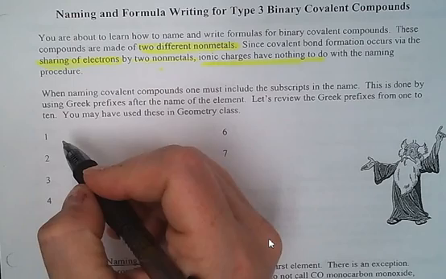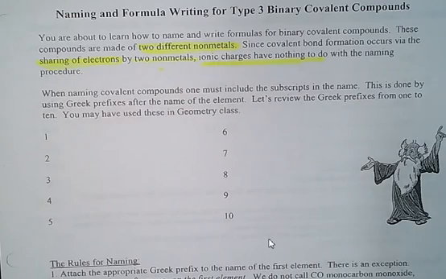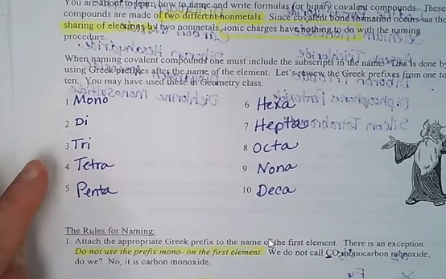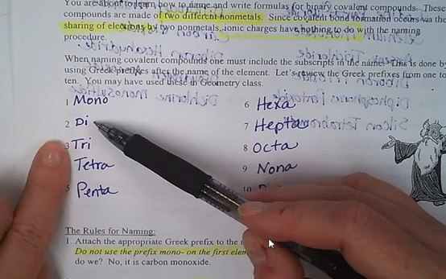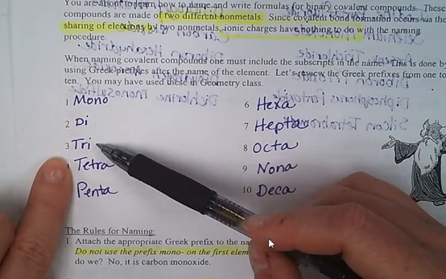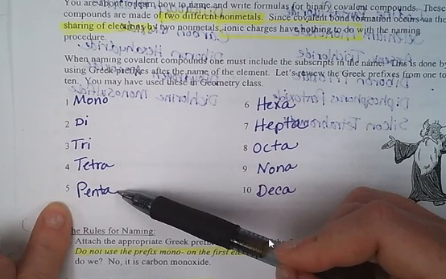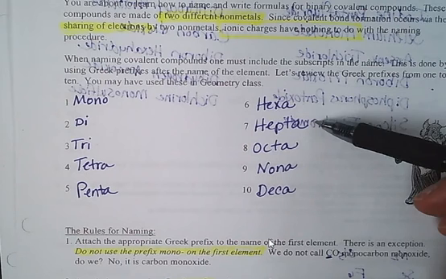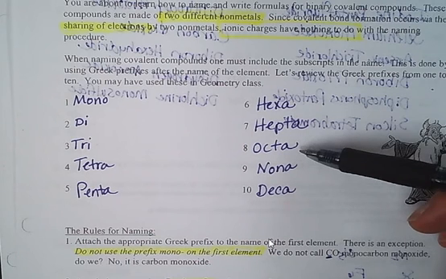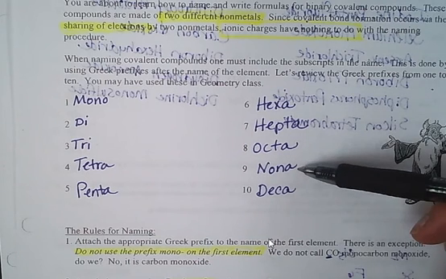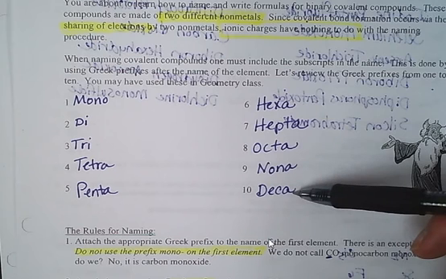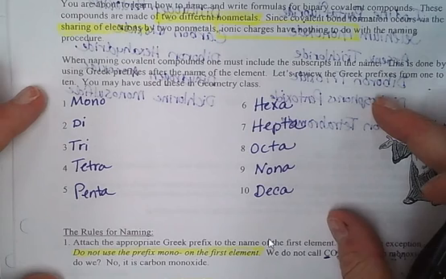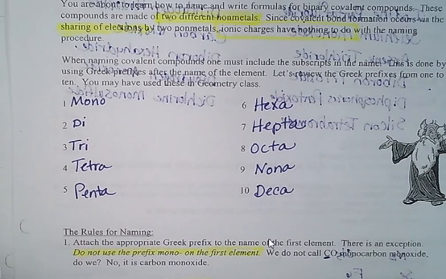So here are the Greek prefixes. I'll put those down. You can pause it. 1 is mono, 2 is di, 3 is tri, 4 is tetra, 5 is penta, 6 is hexa, then 7 is hepta, 8 is octa, 9 is nona, and 10 is deca. So pause the video and be sure you get those down, and then we're going to look at how to apply those.